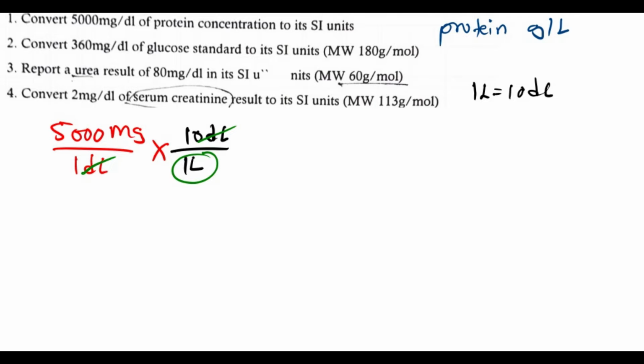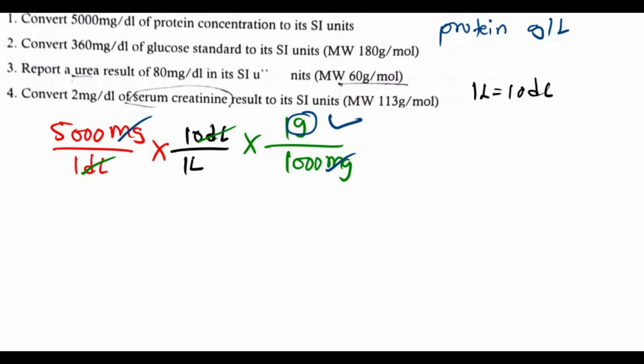Next I'll go to the milligram. In 1 gram, how many milligrams do we have? We have 1000. At this point I can clearly see that milligram and milligram will cancel, and I want my answer in grams per liter. I've got grams on top, which is perfect, and liter down, which is perfect. Now I can use my calculator, or I can just cancel zeros, then I've got 5 times 10, which is 50. So the final answer for this question is 50 grams per liter.